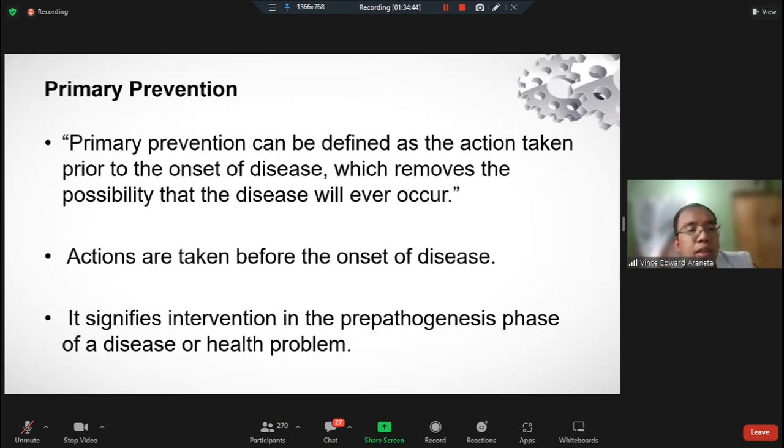So again, it signifies intervention in the pre-pathogenesis phase of a disease or health problem. Again, remember just the difference here. There's already the risk, but no disease has occurred yet in primary prevention. But in primordial, there's no risk factor that has developed yet.